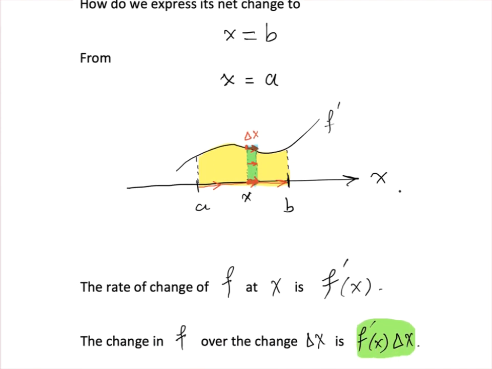So if we multiply that by delta x, which is the change in x, that gives us the change in f. So the change in f over that small interval would be the value of f prime times delta x, which is the area of this tiny rectangle. And the total change, or the net change from a to b, is to add up all these little changes.